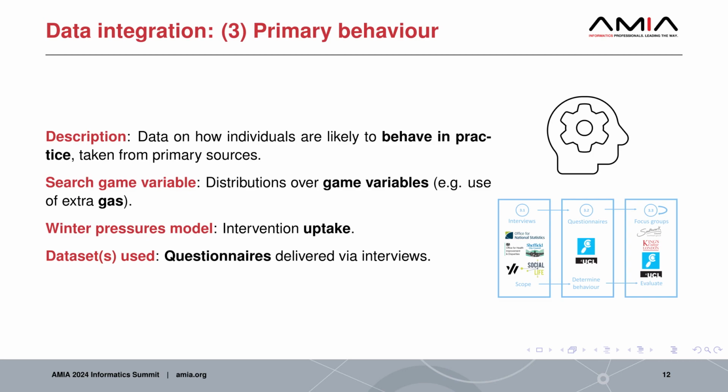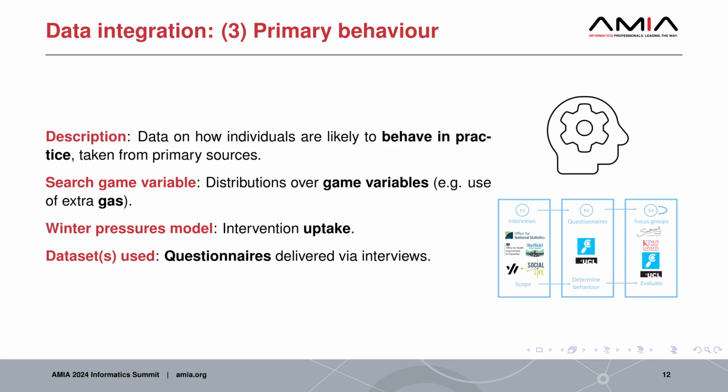So the next aspect of data we identify as being important for a search game model that's then used for simulation is data on how individuals are likely to behave in practice. We can take this first from primary sources, and what we use this for in our search game is to do distribution over things like the use of gas. And then in turn, in the winter pressure model, this will allow us to model intervention uptake. So how likely, for example, is an individual to leverage additional gas if it's available?